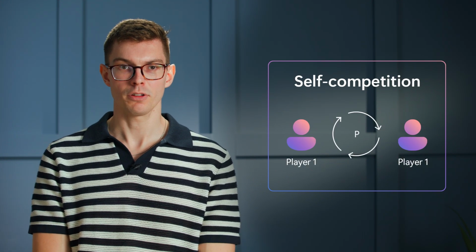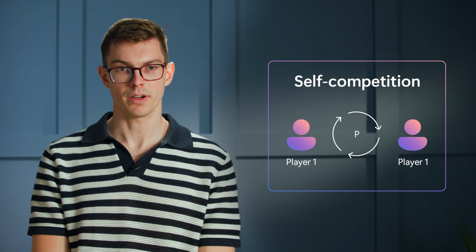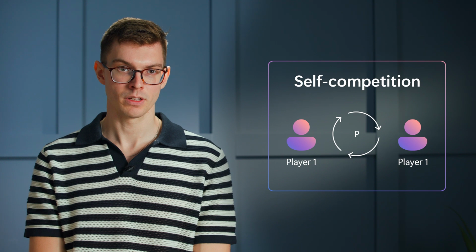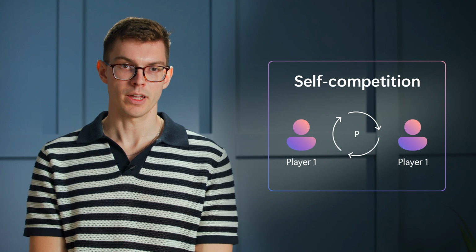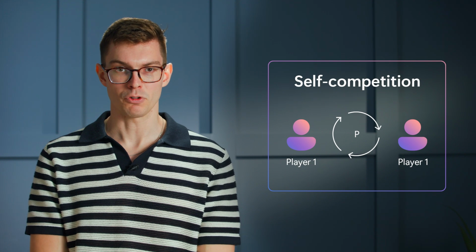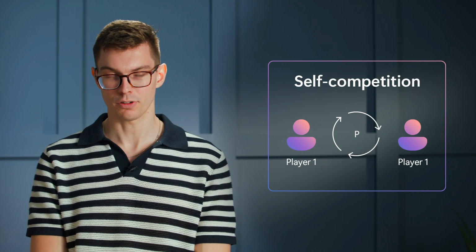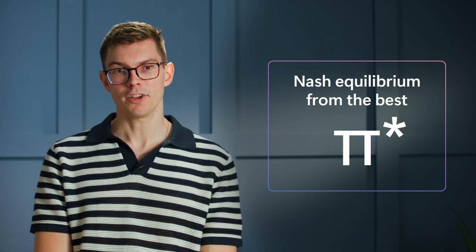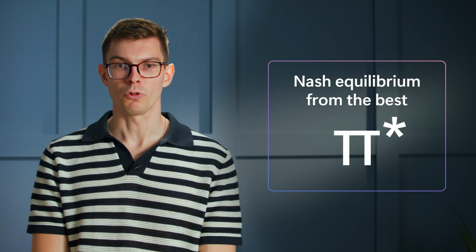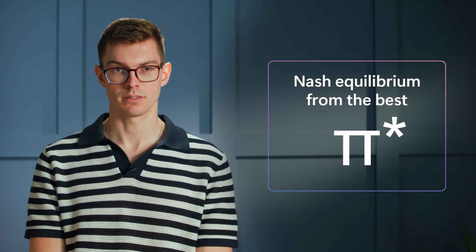When you start comparing the y primes, or the model's own outputs, to each other, this incentivizes a self-improving behavior because you're basically competing against yourself. You can formulate this in a game theoretic manner where in this game you have a single player which is competing against itself and the payoffs are given by the preference function. In this game, a Nash equilibrium is achieved by the best possible pi starred whose responses are preferred over any other competing policy in its class.